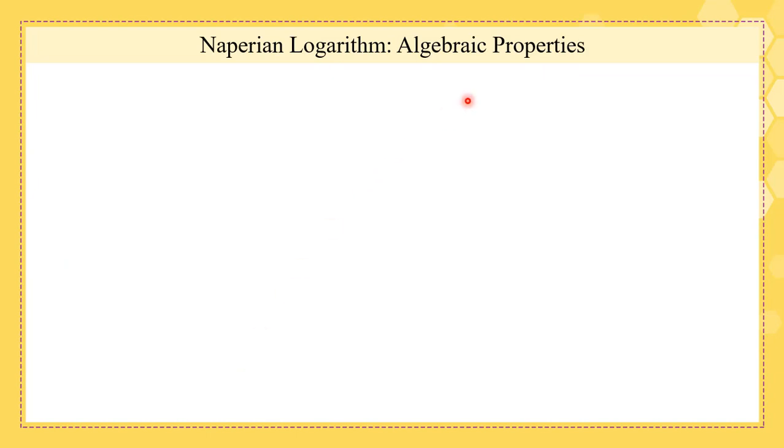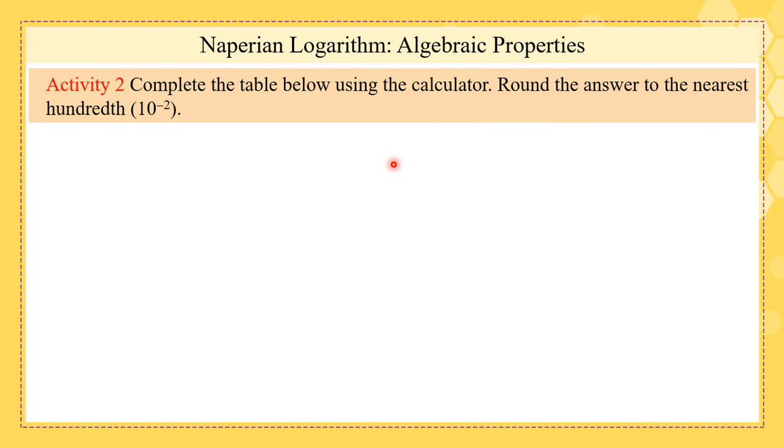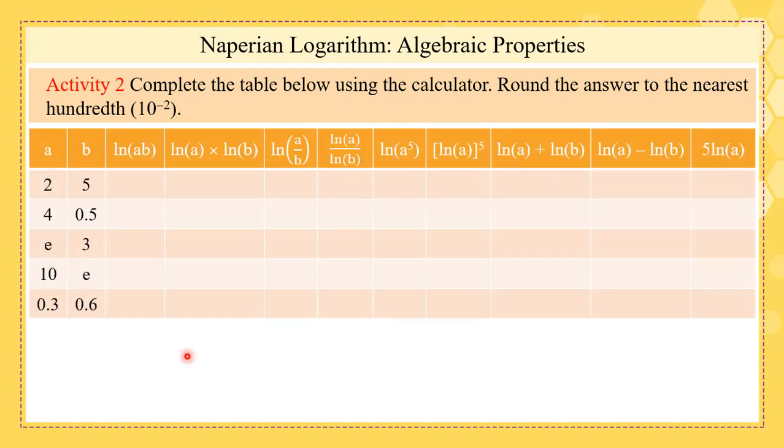Now let's see the algebraic properties of the Neperian logarithm. In other words, how can we deal with the ln function? Complete the table below using the calculator. Round the answer to the nearest hundredth, 10 to the power negative 2. Try to fill in this table.